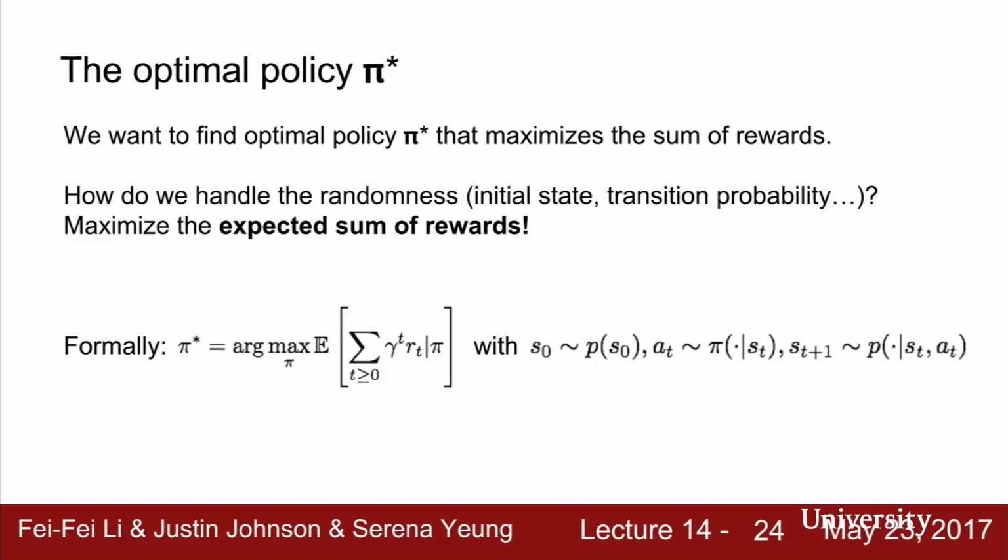So what we'll do is work with maximizing our expected sum of the rewards. Formally, we can write our optimal policy pi star as maximizing this expected sum of future rewards over policies pi, where we have our initial state sampled from our state distribution, our actions sampled from our policy given the state, and then our next states sampled from our transition probability distributions.